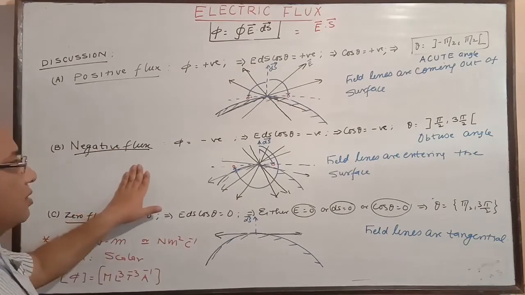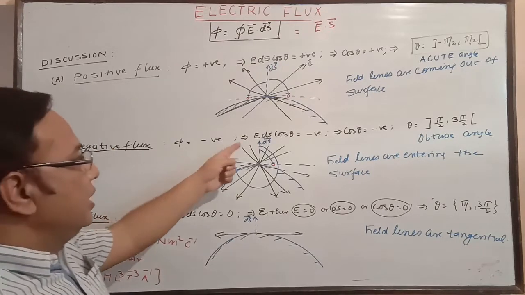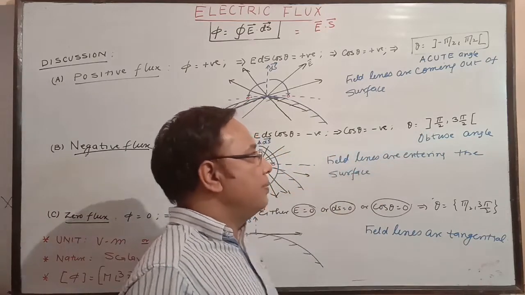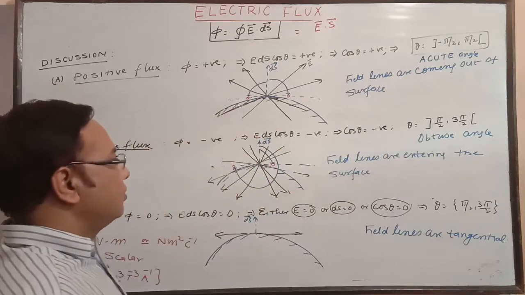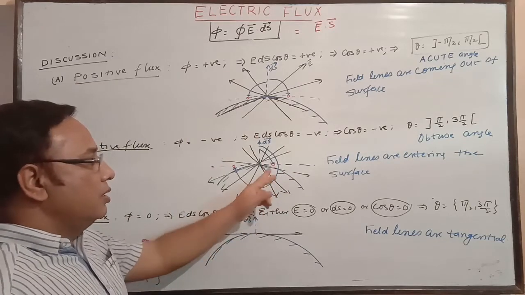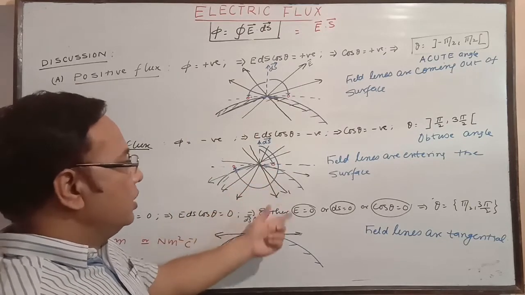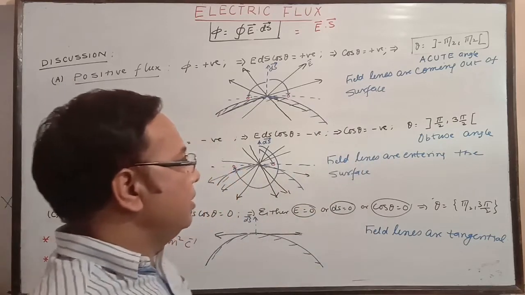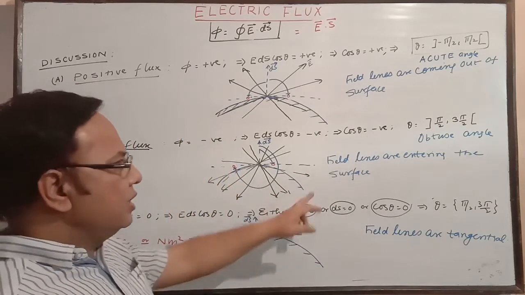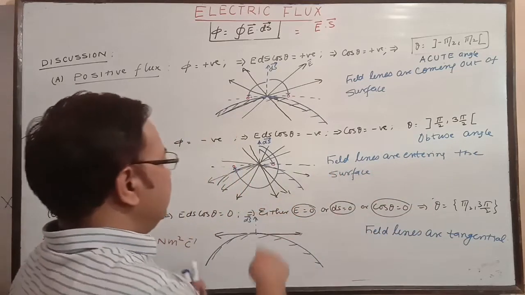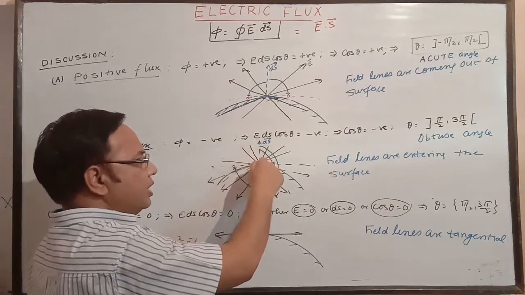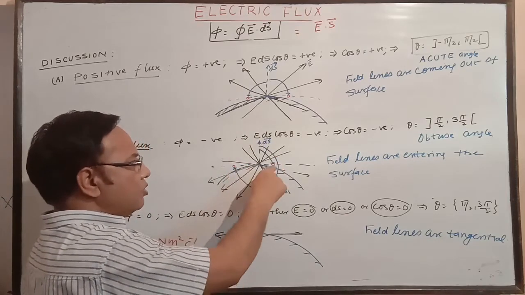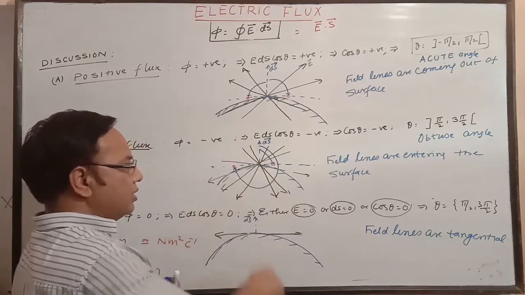Now the negative flux. Negative flux means phi is negative. E ds cannot be negative, so only cos theta will be negative. So theta will be from pi by 2 to 3 pi by 2, that is the second and third quadrant, 90 to 270 degrees. In these two quadrants only, cos theta will be negative. So in this case field lines are entering. Here in the figure, with the area vector, it is 90 to 270. So here the field lines are going inside the surface.